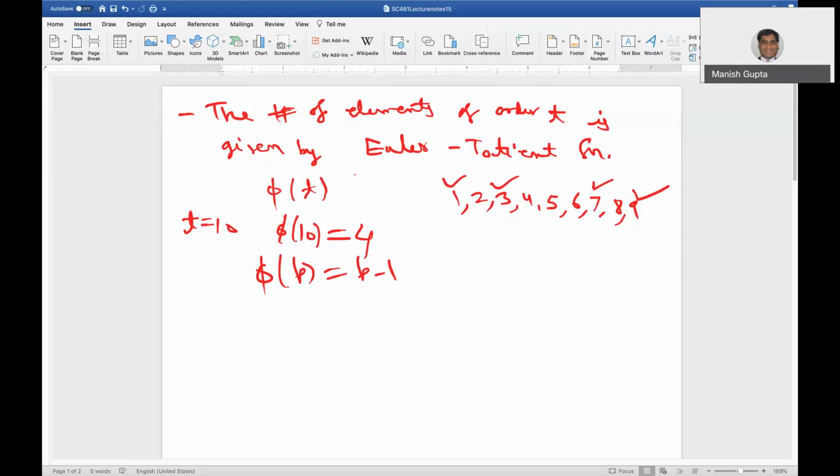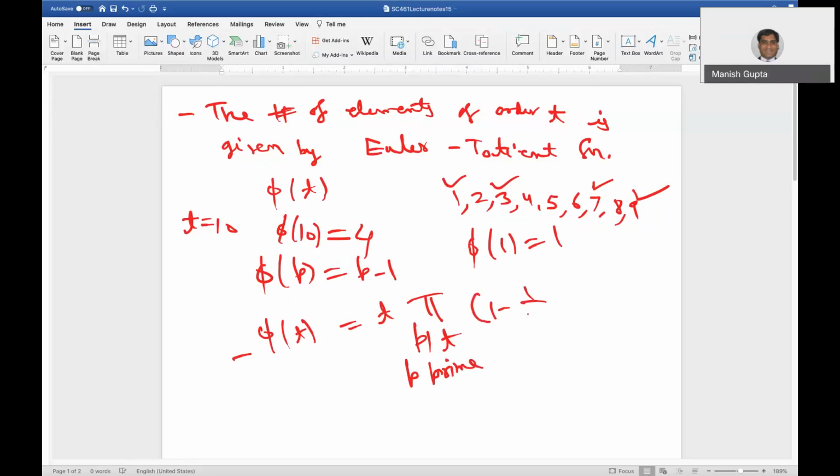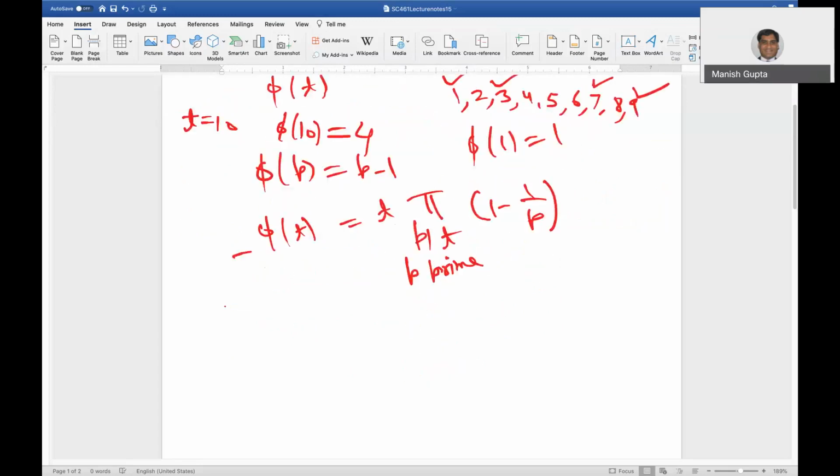In general, of course we have phi of 1 as 1. In fact, we have a general formula that phi of t is equal to t times the product over primes p dividing t of (1 minus 1 over p). So phi of 6 can be written as phi of 2 into 3, which can be written as 6 times (1 minus 1 by 2)(1 minus 1 by 3), which is equal to 2.